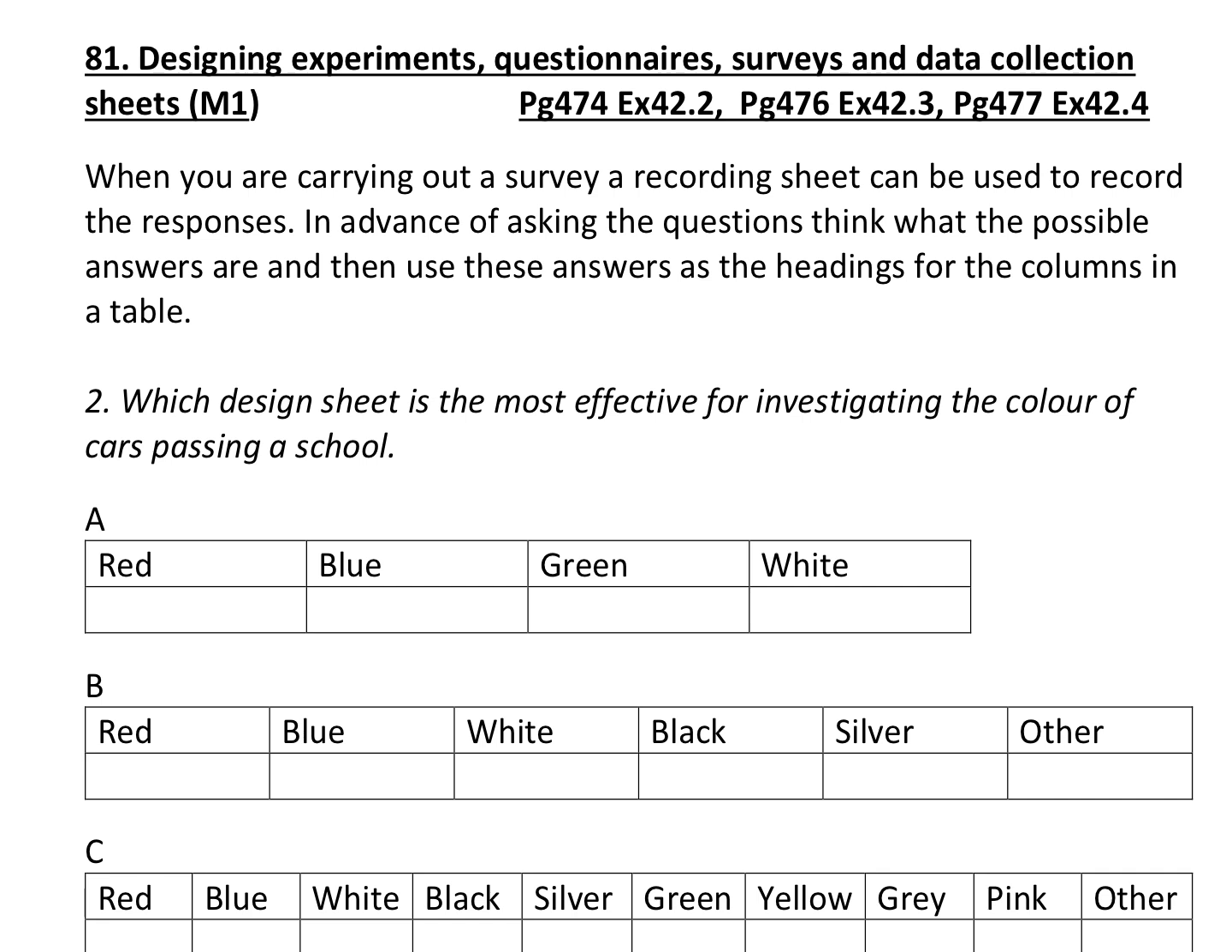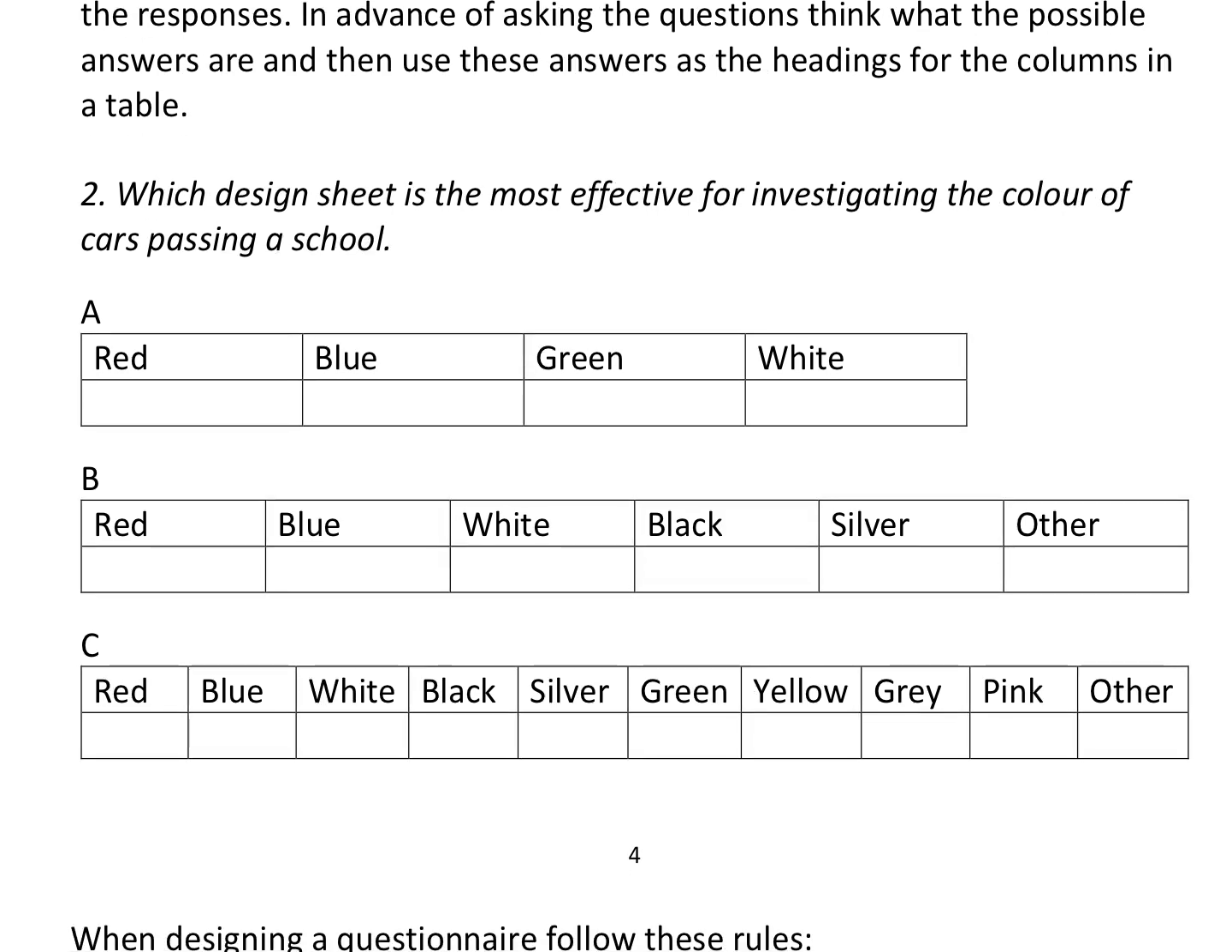So when you're carrying out a survey, a recording sheet can be used to record the responses. In advance of asking the questions, think what the possible answers are, and then use these answers as the headings for the columns in a table. So, question 2 we have, which design sheet is the most effective for investigating the colour of cars passing a school? So, would you choose this recording sheet or design sheet? A: red, blue, green, white, or B: red, blue, white, black, silver, other, or C: red, blue, white, black, silver, green, yellow, pink, grey, pink, other.